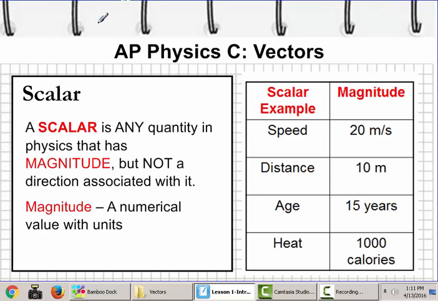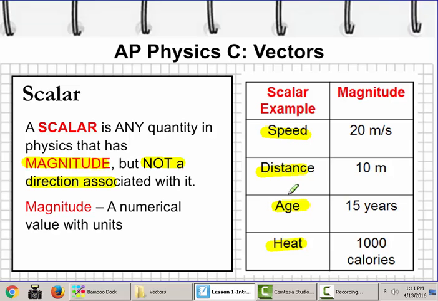When talking about vectors, the first thing we need to do is define what a scalar is. Go ahead and get the highlighter out here. A scalar is any quantity in physics that only has magnitude. A scalar value will have magnitude but not have any type of direction associated with it. The magnitude will just be a numerical value. So some examples here: speed is a scalar, distance is a scalar, age is a scalar, and heat is a scalar. And I'm going to go over some other ones.